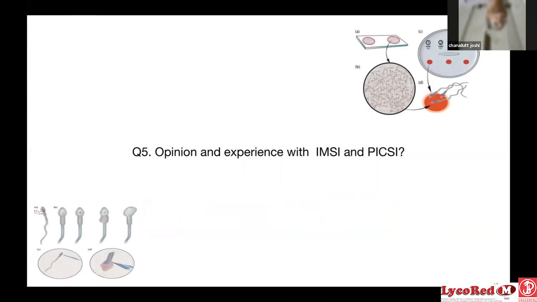Okay, this is something which is very good and lots of people are involved in this. What is the opinion and experience of my expert panelists about IMSI and PIXI? Does it really help? I have used IMSI, not PIXI. In 2-3 patients I used PIXI. But IMSI I used and then stopped, because there was no improvement seen in the patients. You can get better fertilization in these patients, but the outcome is not so good. It was the same, the pregnancy outcome did not improve. So I stopped using it.